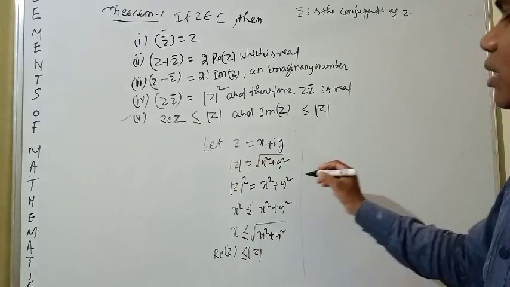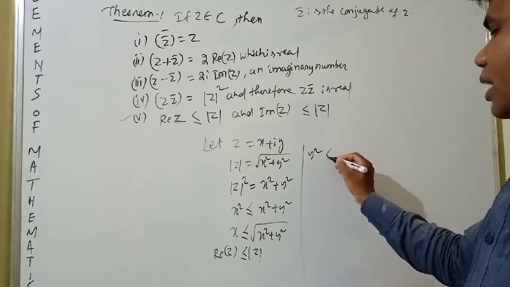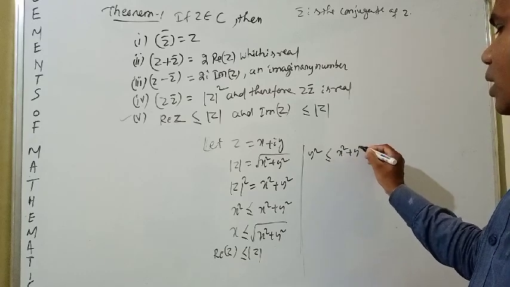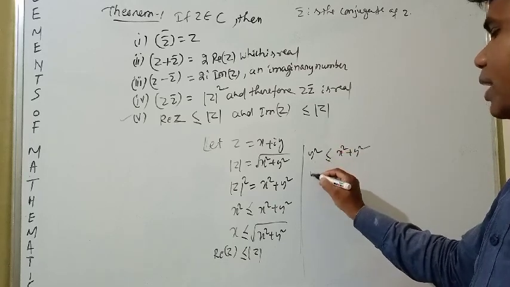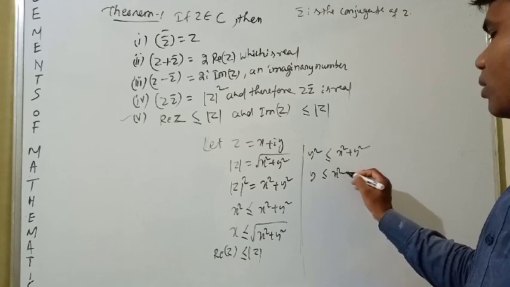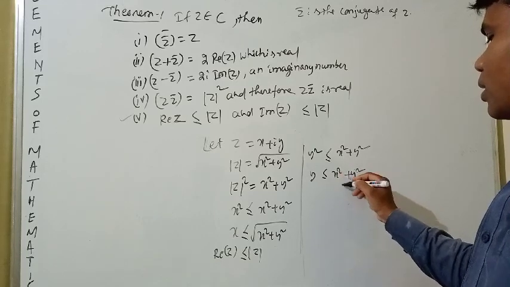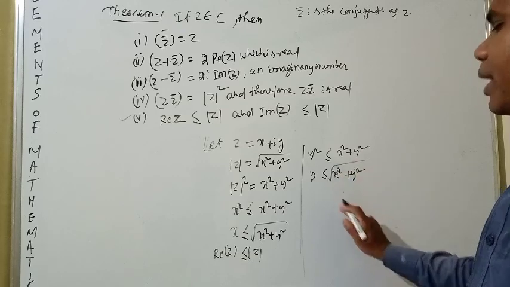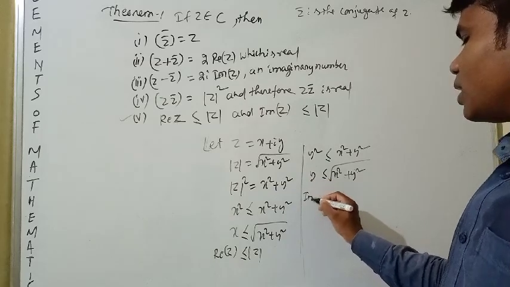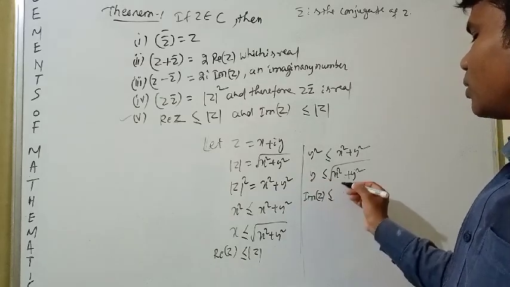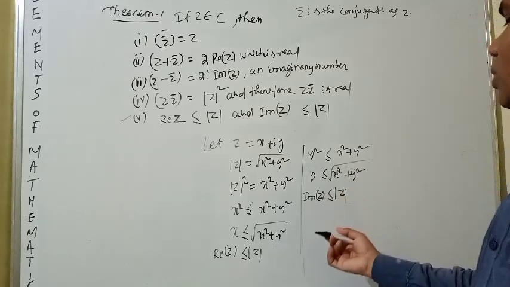Similarly, Y square is less than or equal to X square plus Y square. So Y is less than or equal to root over X square plus Y square. Y is the imaginary part, that is imaginary Z, which is less than or equal to mod Z. So it is proved.